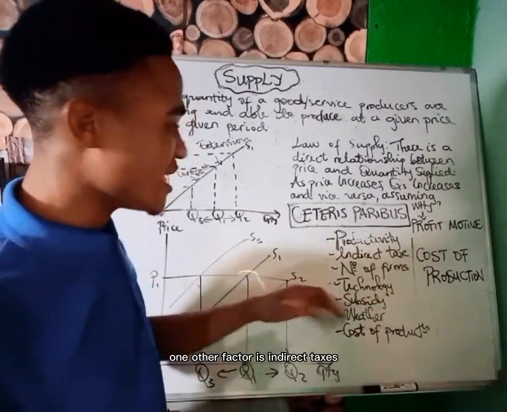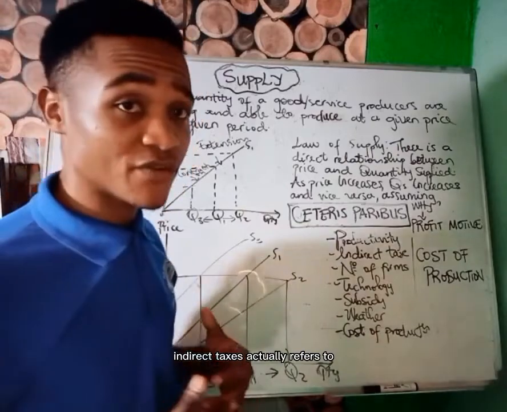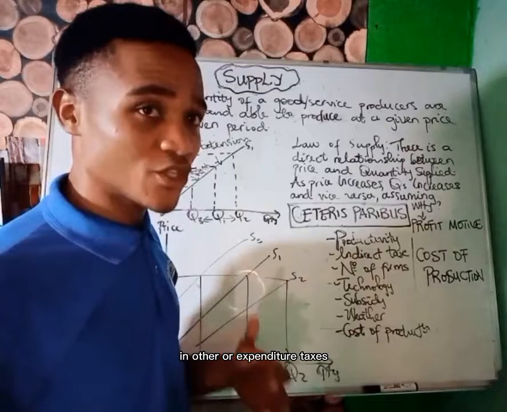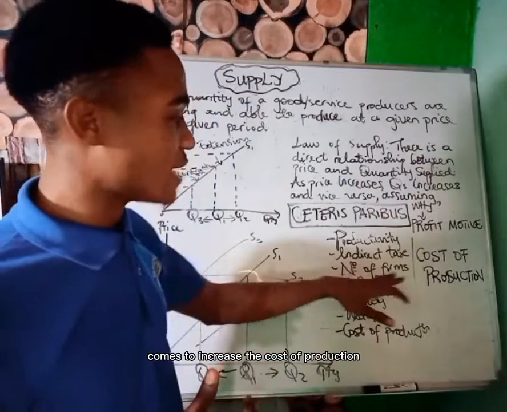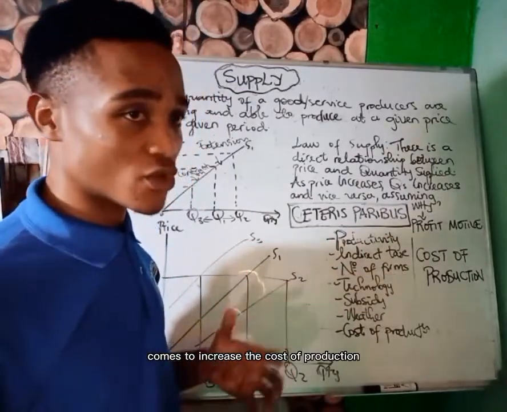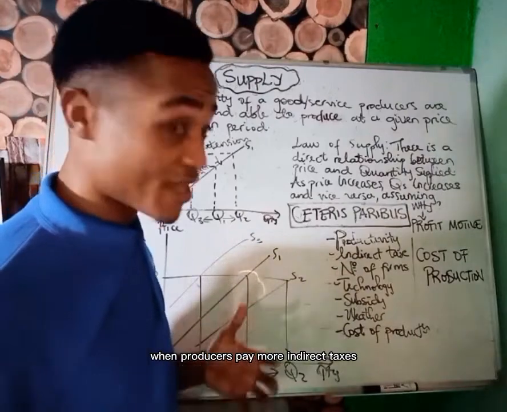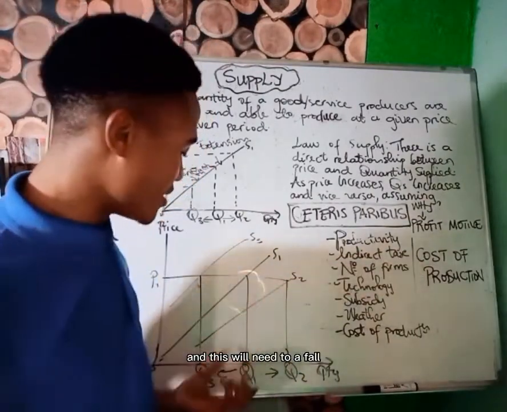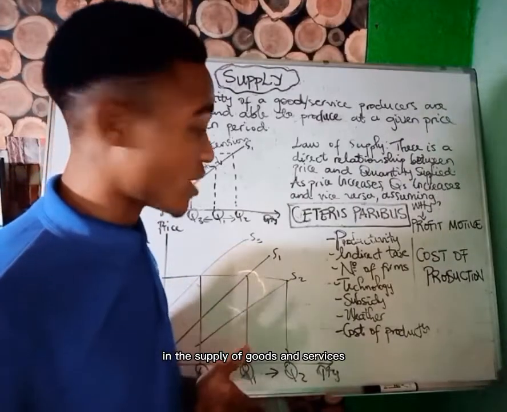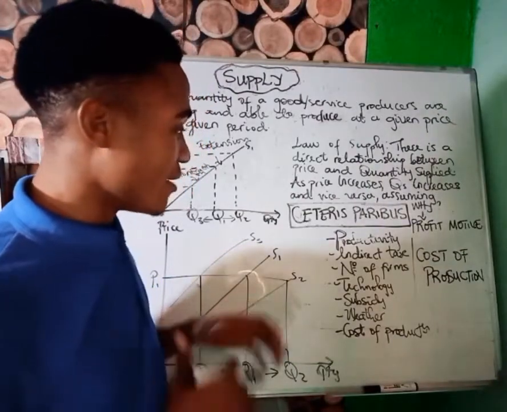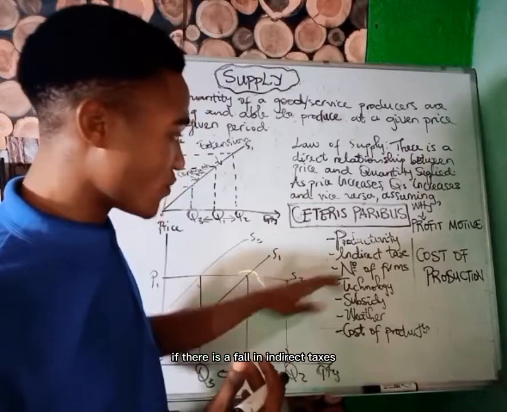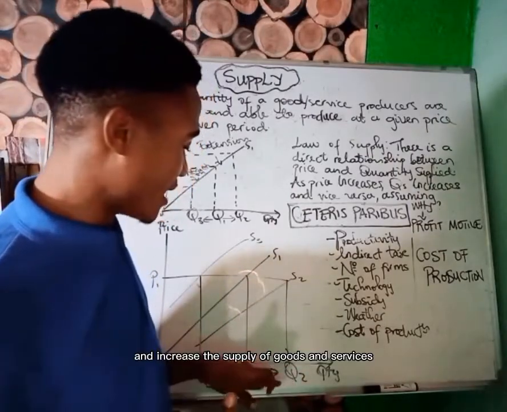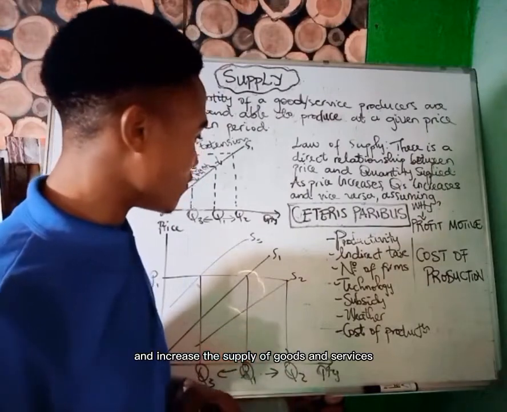One other factor is indirect taxes. Indirect taxes refers to the taxes on goods and services, in other words, expenditure taxes. So this equally increases the cost of production. When producers pay more indirect taxes, it will increase the cost of production, and this will lead to a fall in the supply of goods and services. By the reverse, if there is a fall in indirect taxes, it will reduce the cost of production and increase the supply of goods and services.